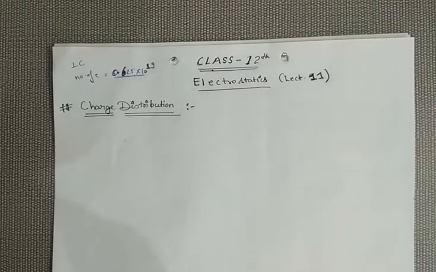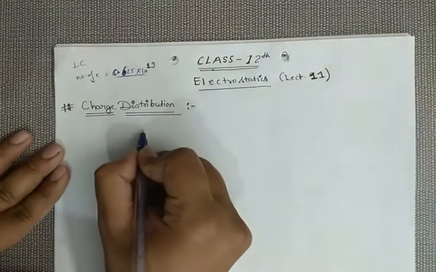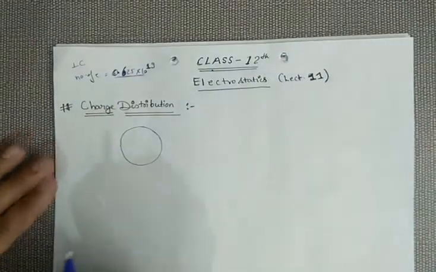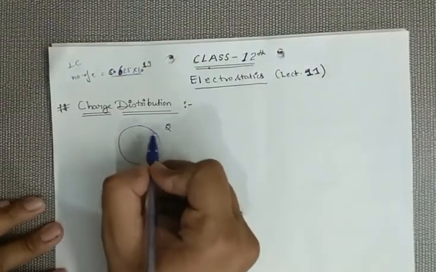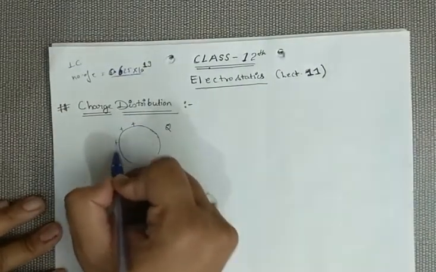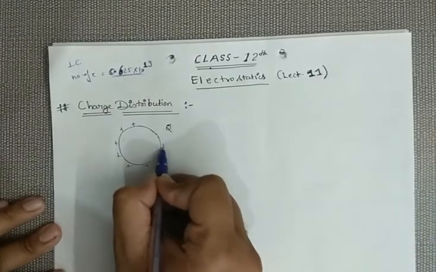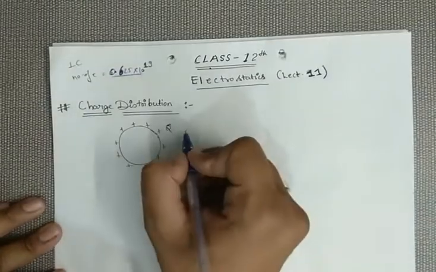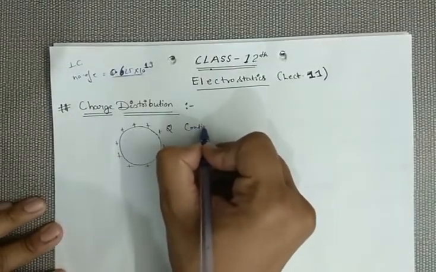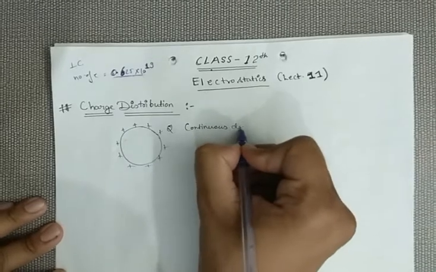So here the distribution of charges basically means that the group of charges are placed very close together as compared to their distances. Consider this is a conductor, and if I give a charge Q to this conductor, then this charge will not remain at this place, but this complete charge will distribute itself on the surface of this conductor. This is called continuous distribution of charge.